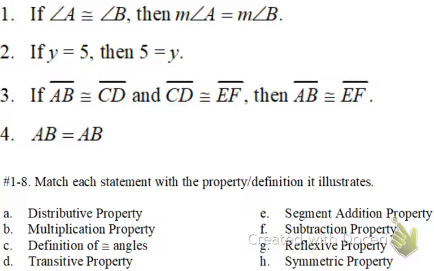All right, this is the Geometry Unit 2 Part 2 review. We've got all these different properties and definitions, and we're trying to match them. If angle A is congruent to angle B, then the measure of angle A is equal to the measure of angle B. If you go from a congruent statement to an equation, or equation to a congruent statement, we travel through the definition of congruence to do that. And so we see choice C, definition of congruence.